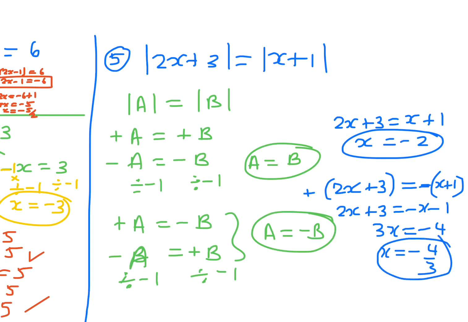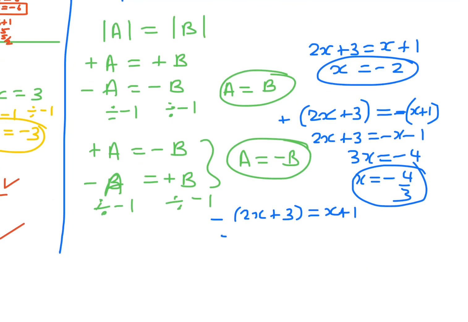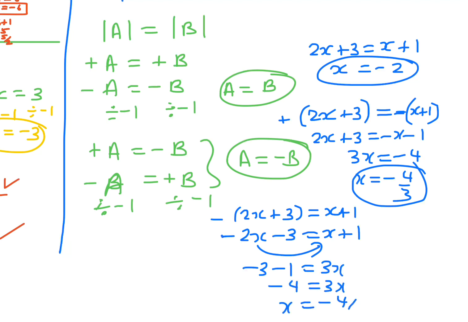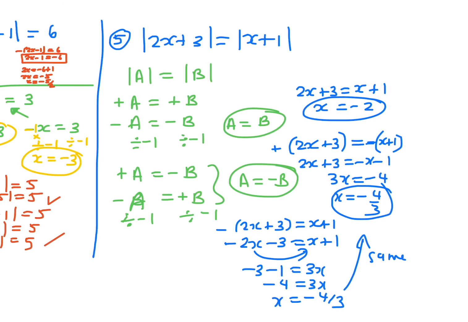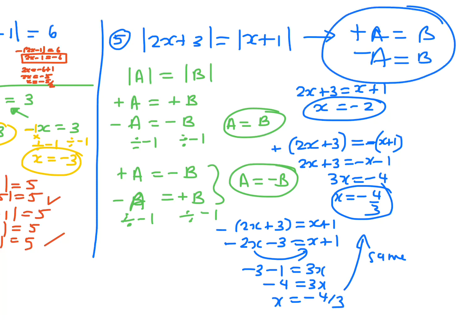So you notice how I made that side minus? I would have got the same solution if I went minus 2x plus 3 equals x plus 1 and did it on the other side, because it actually means the same thing. I'll just quickly solve that so that you can see. If I brought that over, you get minus 3 minus 1 is 3x. Minus 4 is 3x. x is minus 4 over 3. And see how it is the same. So you've just got to make one of the sides positive and one of the sides negative. Usually what I would do is go plus A equals B and minus A equals B. I usually prefer just to do the left-hand side, but it doesn't make any difference.